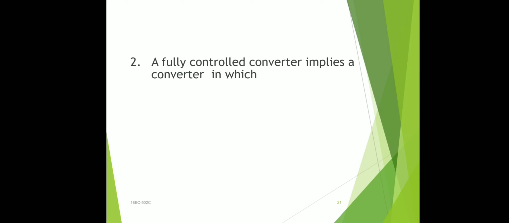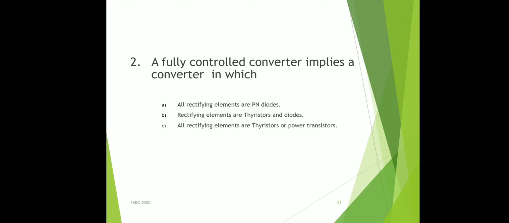Next question. A fully controlled converter implies a converter in which all rectifying elements are PN diodes, or the rectifying elements are thyristors and diodes, or all rectifying elements are thyristors or power transistors, or option D, a freewheeling diode is used. A fully controlled converter implies a converter in which what elements are used? All rectifying elements are PN diodes.